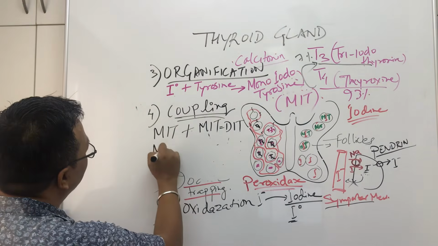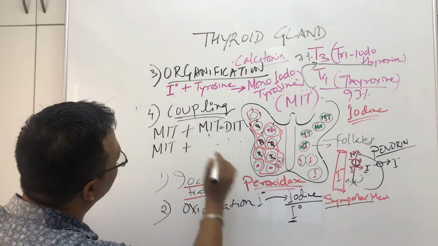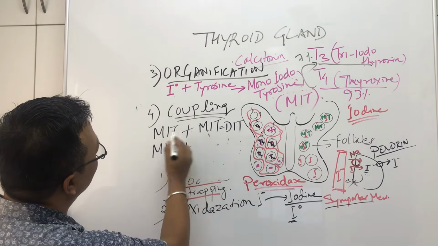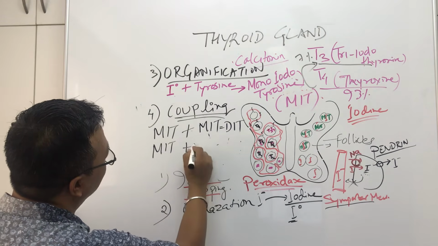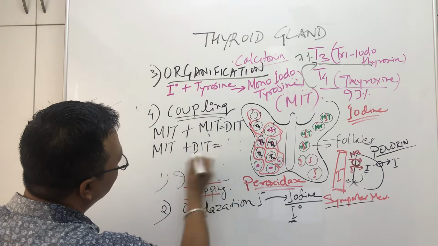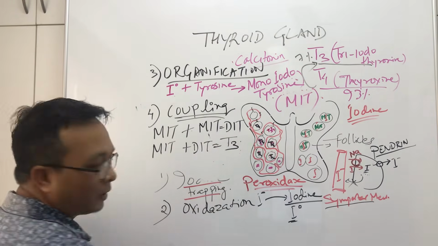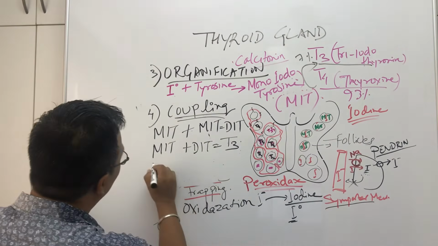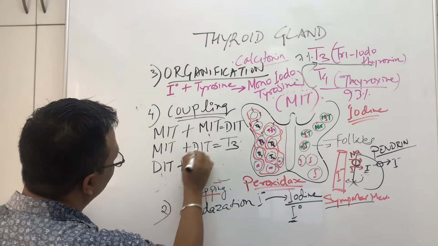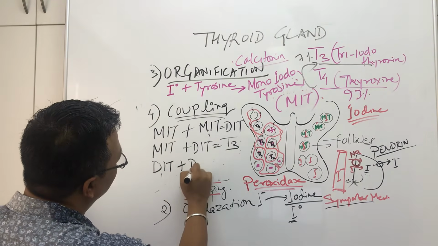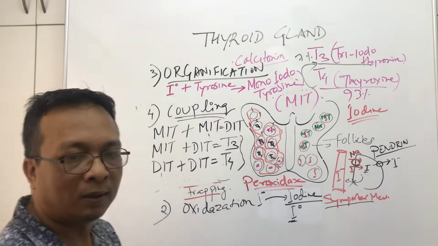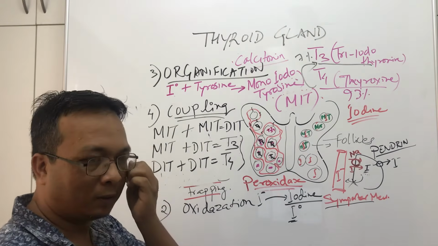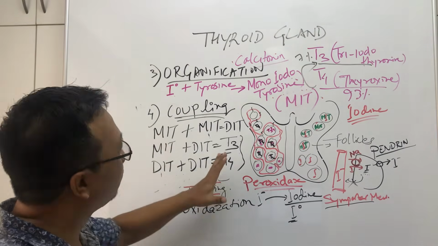Then one MIT, this is just simple maths. One iodine plus one iodine is 2 iodine. So one more iodine combines with DIT, it becomes 3 iodine. We don't call it 3 iodine, we call it T3. Then one DIT, which is 2 iodine, plus another DIT with 2 iodine, forms T4. So in this way T3 and T4 are formed. It's just simple maths. There is nothing to wonder about how it is formed.